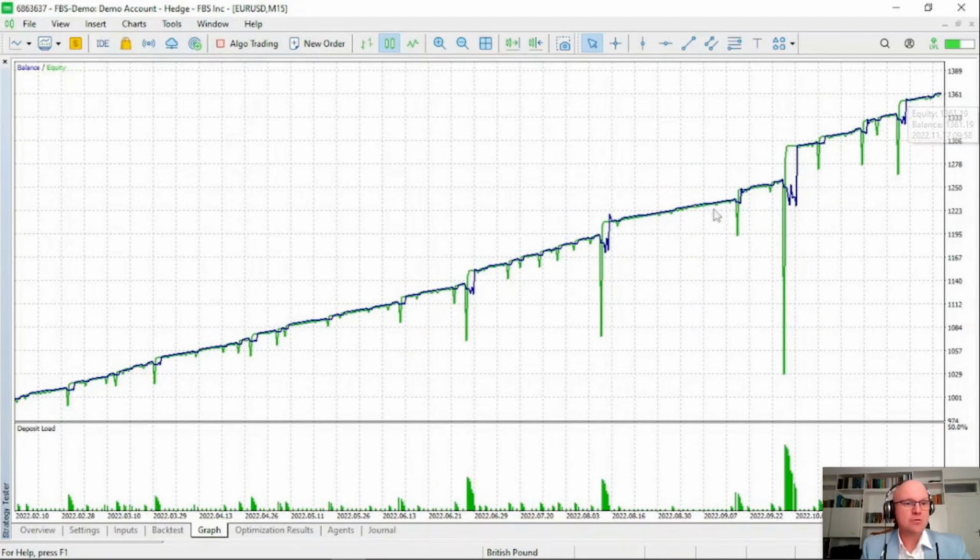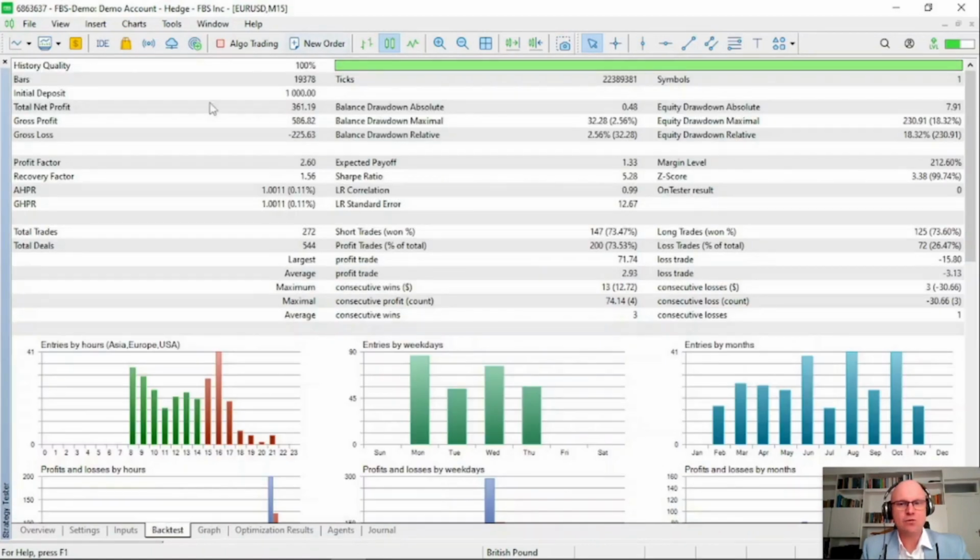So we'll end up with an equity of $1,361 or a 36% return for equity drawdown of 18.32%. The profit factor is up to 2.6, and out of a total of 272 trades, it was able to win 200 of them. It is important that you take a look at the margin level, because this will be adversely affected depending on your account balance, meaning because it uses such an aggressive grid with a multiple lot function, it could potentially be a high margin level.